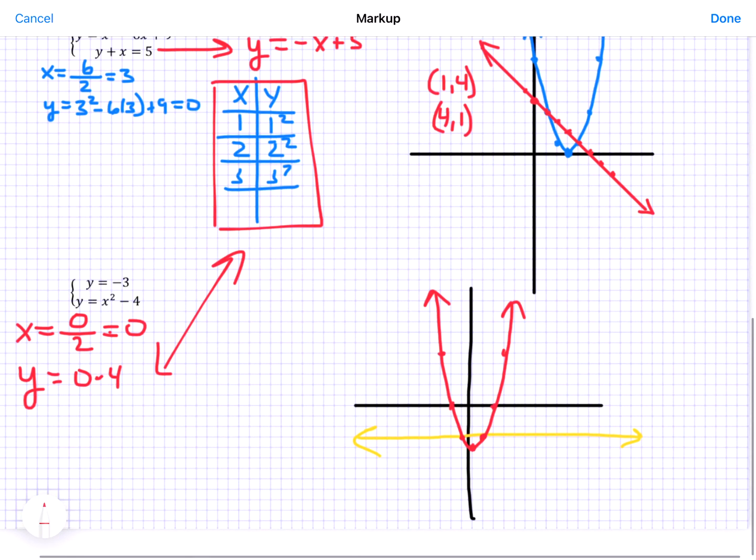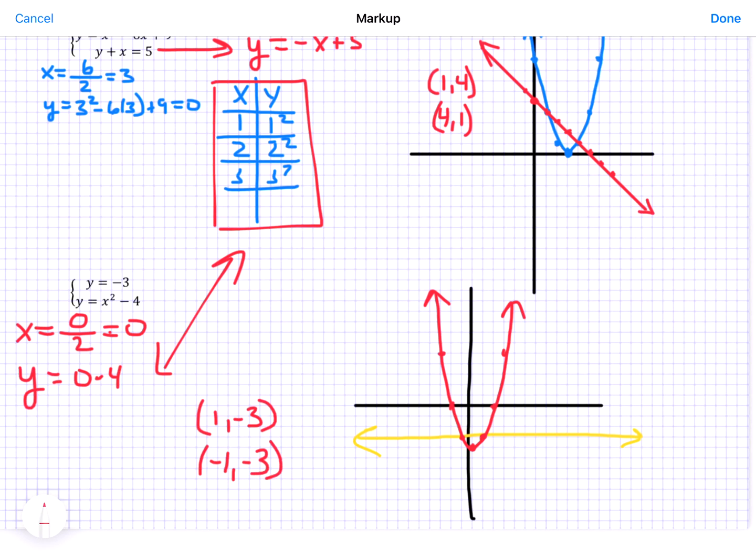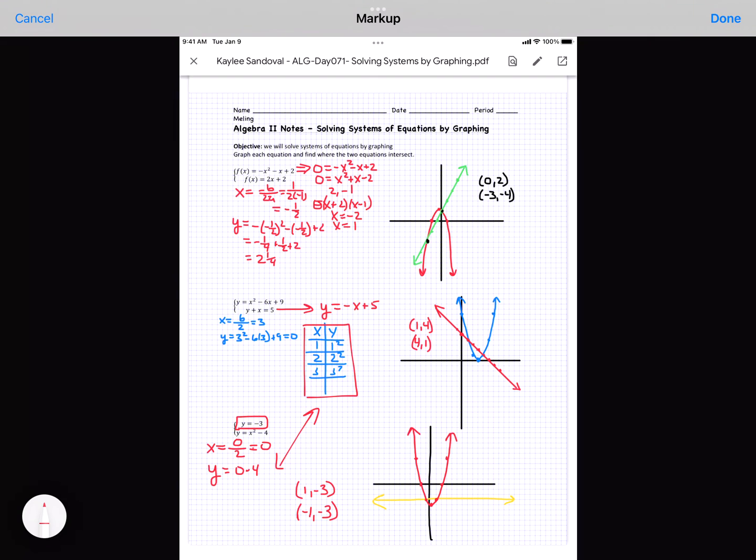So here, my solutions are at 1, negative 3, and at negative 1, negative 3, which makes sense because the line is at y equals negative 3, so we know they have to intersect when the y value is negative 3. So both of them are negative 3. So that is solving systems of equations by graphing. I would always say use algebraic means to make sure you're correct, but this is another way that works.